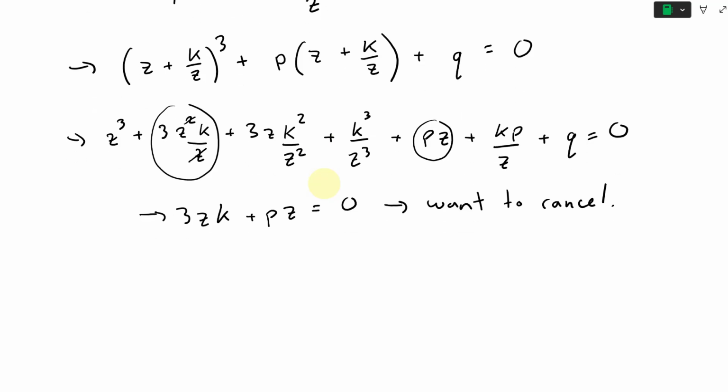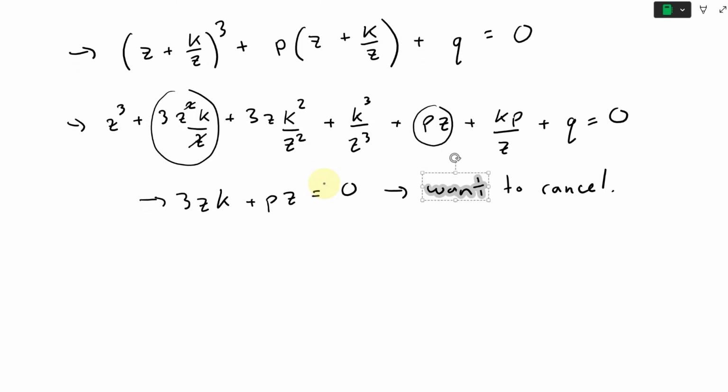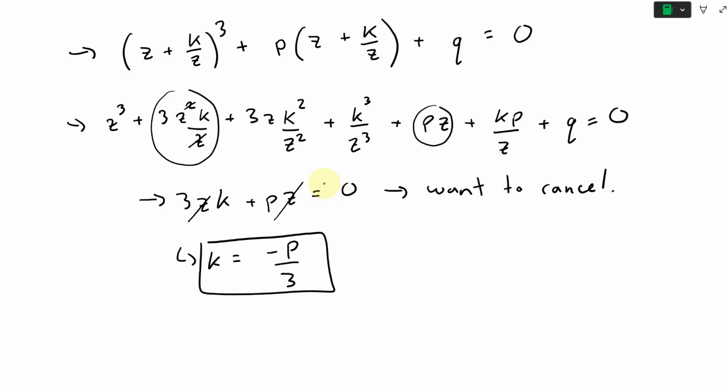That's it. So in other words, we're going to solve for k to make it equal to 0. So we're going to move this over to the other side. All the z cancels first, so just divide it all out. And now we're going to move this p to the other side, so we get k, and divide by 3. So k equals negative p over 3. So there it is. That's our k value.